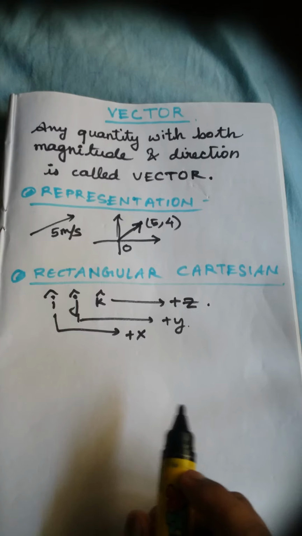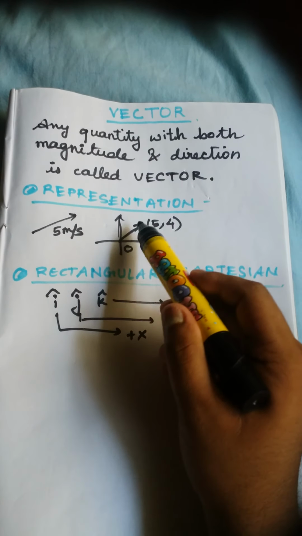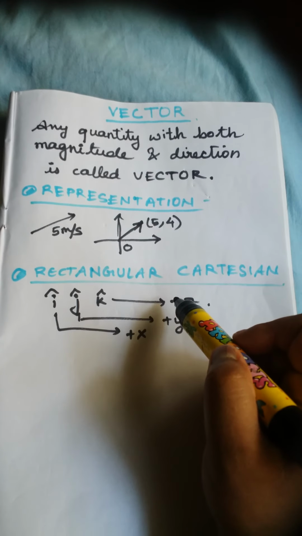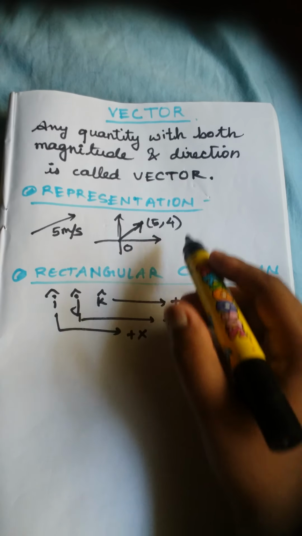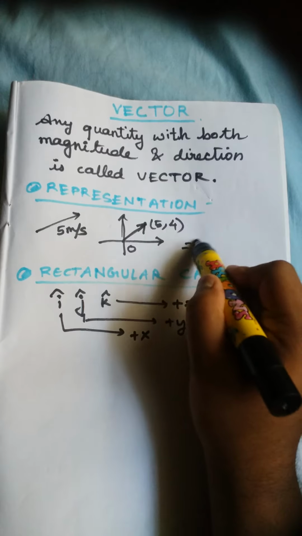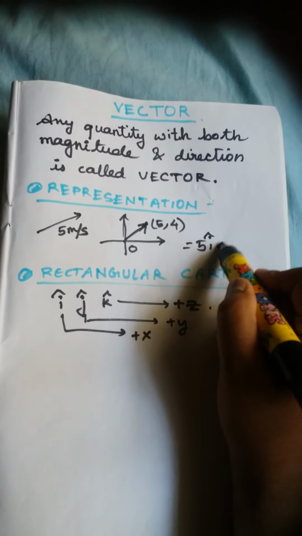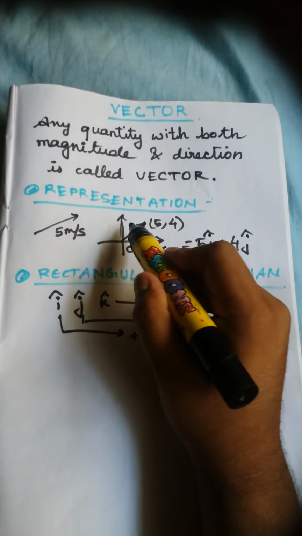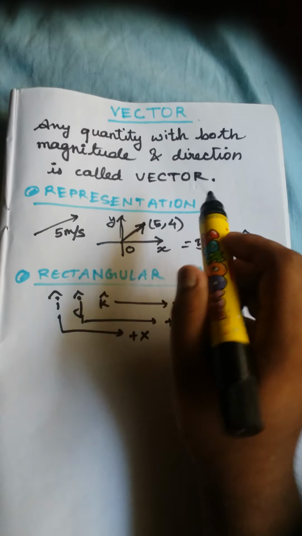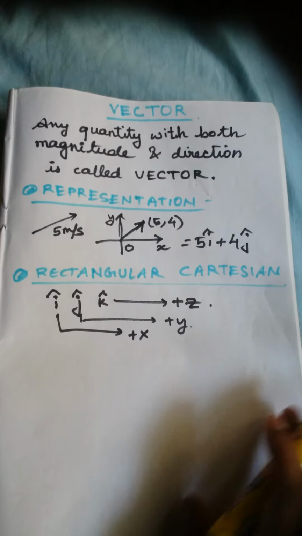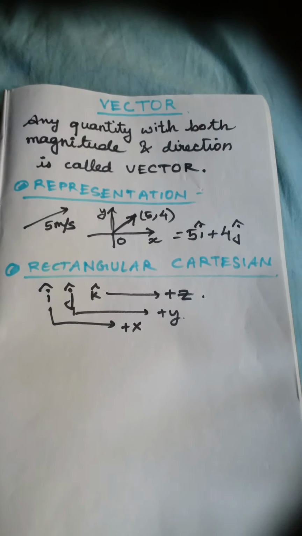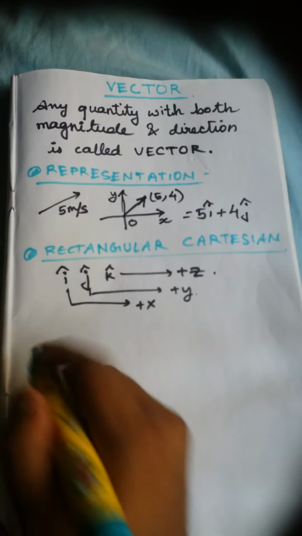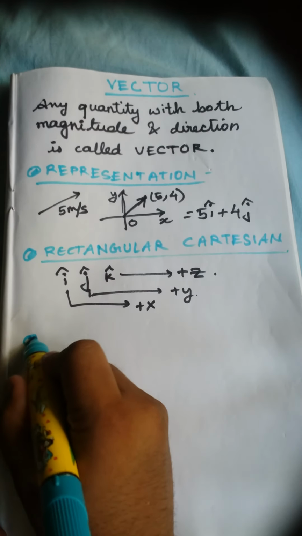Now how to represent this vector in terms of rectangular Cartesian system unit vectors? So this can be written as 5i cap plus 4j cap, if we consider this to be the x-axis and this to be the y-axis. Okay, so that's about the rectangular Cartesian system. Now let us talk about spherical coordinates.